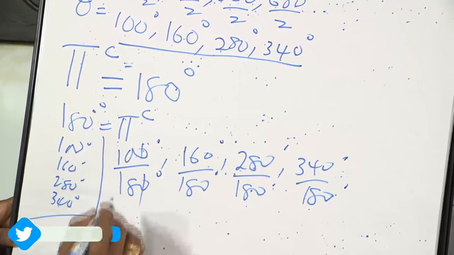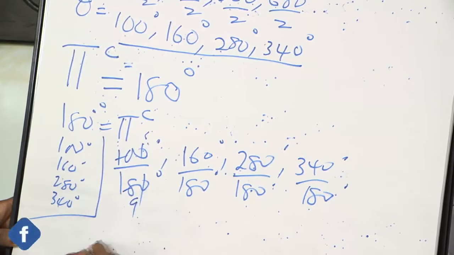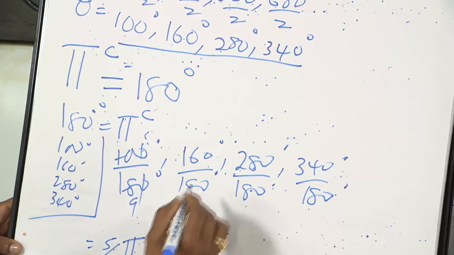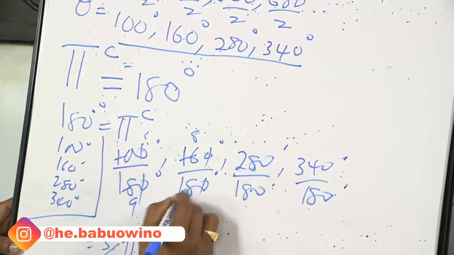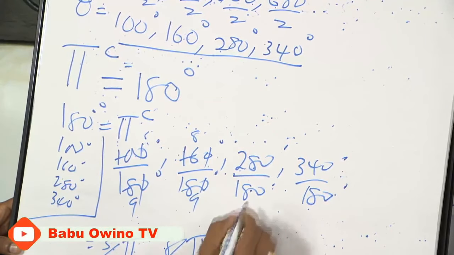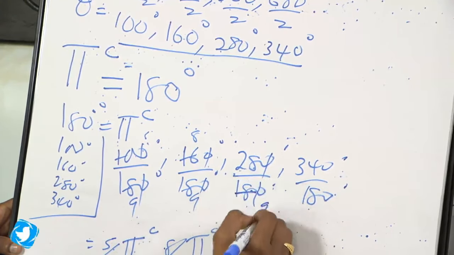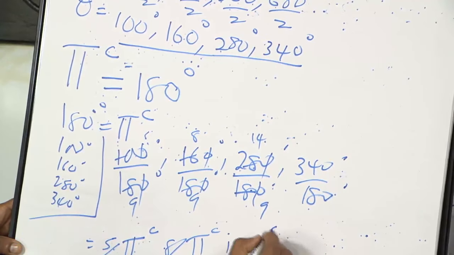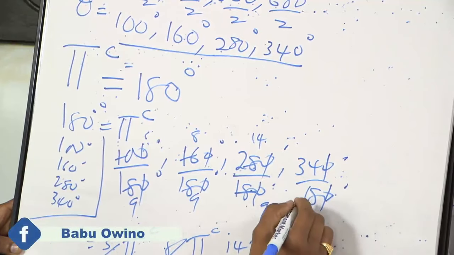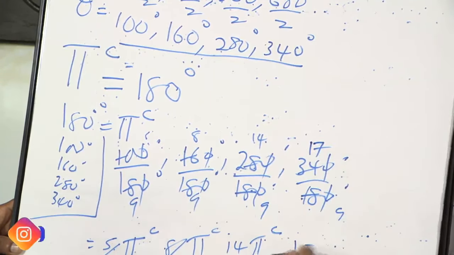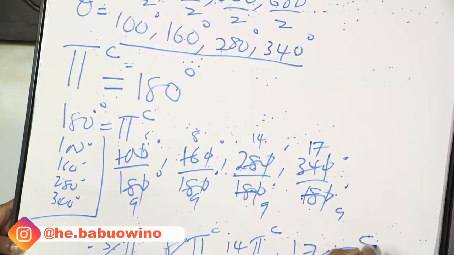So when we simplify this further, 2 here 5, 2 here 9, so you get 5 over 9 pi. 2 here 8, 2 here 9, 8 over 9 pi radians. 2 here 9, 2 here 14, 14 over 9 pi radians. 2 here 9, 2 here 17, 17 over 9 pi radians.